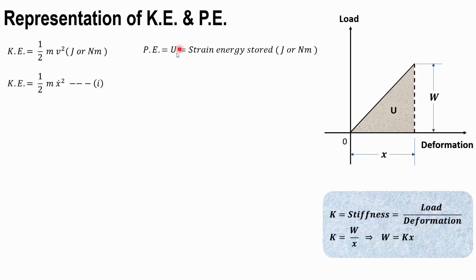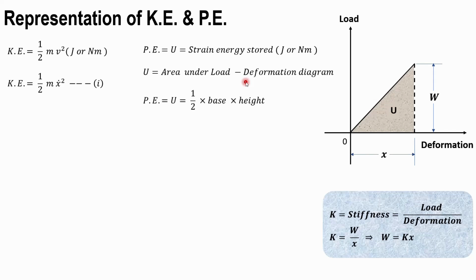So potential energy is nothing but the strain energy stored. Again, joule or newton meter is the unit of energy. It is the area under the load deformation diagram, that is 1 half base into height, or 1 half load multiplied by deformation. This height we have represented over here is nothing but W, the load, and the base is nothing but x, the deformation. So this is 1 half W into x.